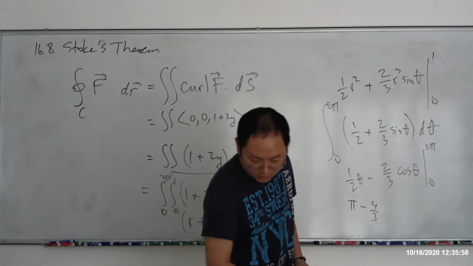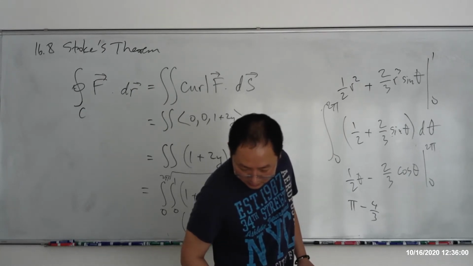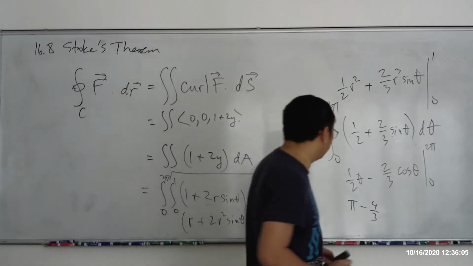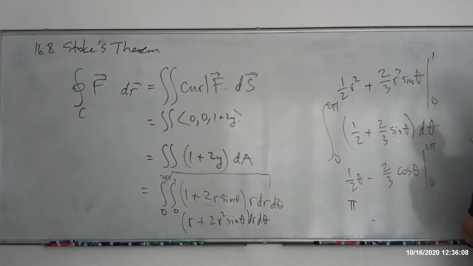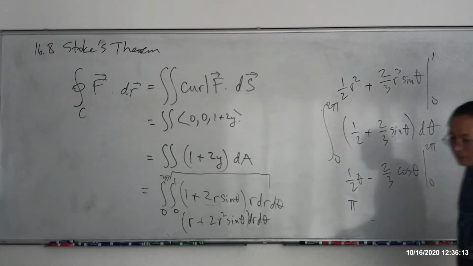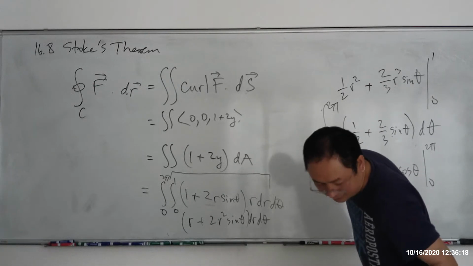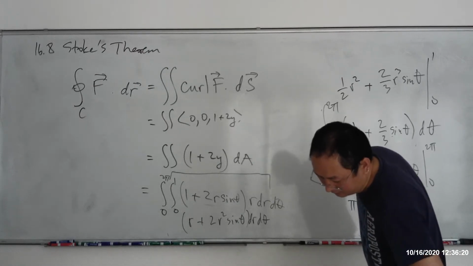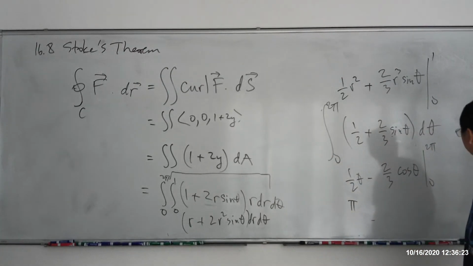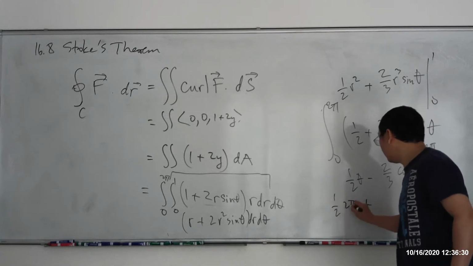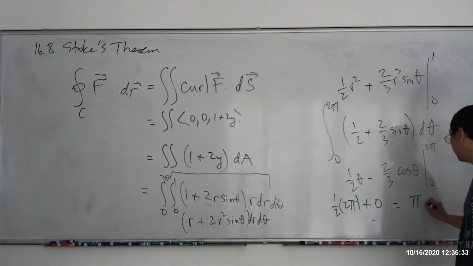Let's double check the work. Oh, it's 0, not 2. Cosine of 0 is 1. Yeah. Cosine of 2 pi is also 1. So that part is 0. So 1/2 of 2 pi plus 0. This is pi. That's the final answer.